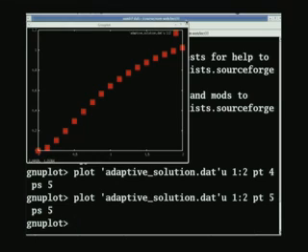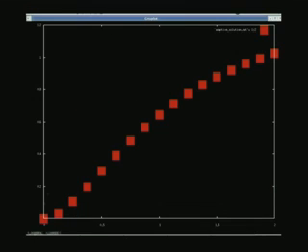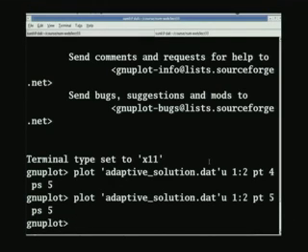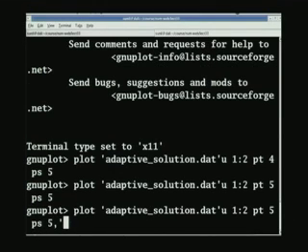Okay, so now here is the solution of the equation. Now this is x versus y. I'm plotting x versus y, and this is the y value as a function of x. We can also plot the next part, that is the derivative.